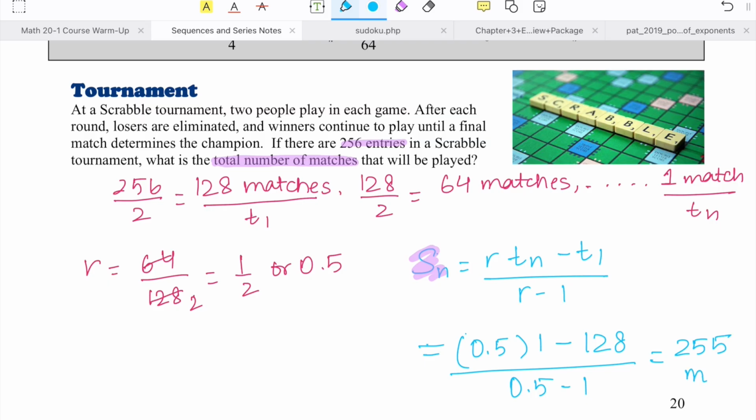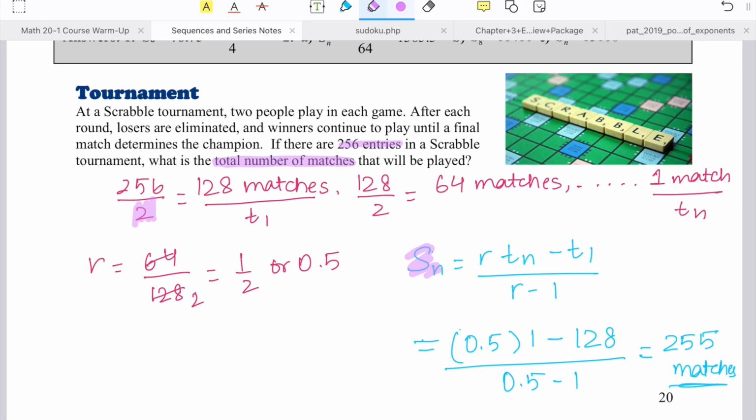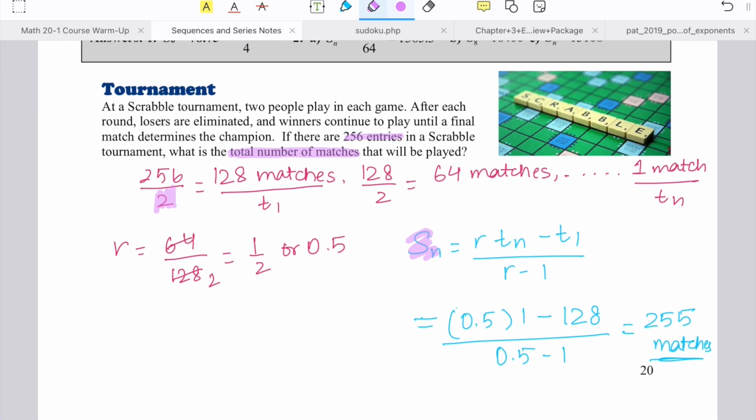255 matches. So if people were included, then we would start from 256 till 1. But because we were talking about the number of matches, we'll divide it by 2 to figure out how many matches were played by the people. Questions? Okay.